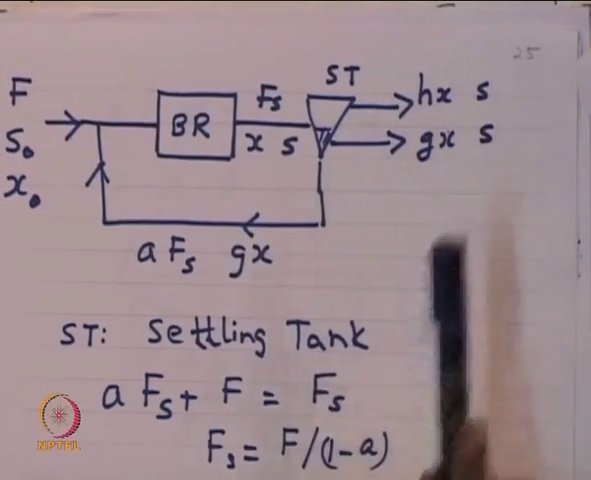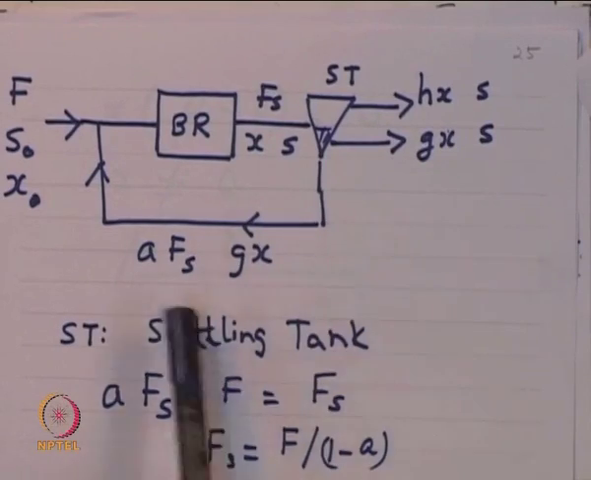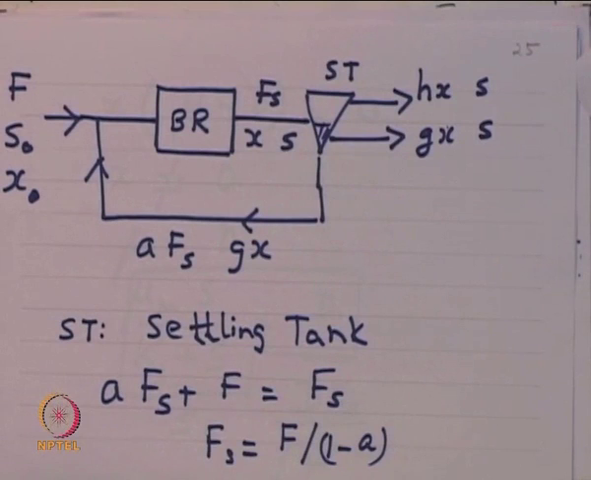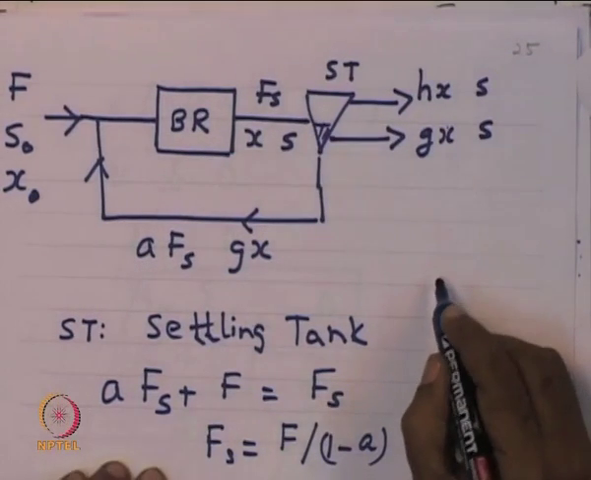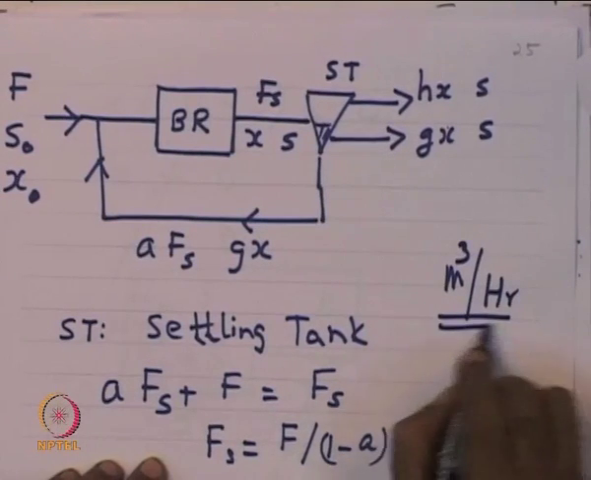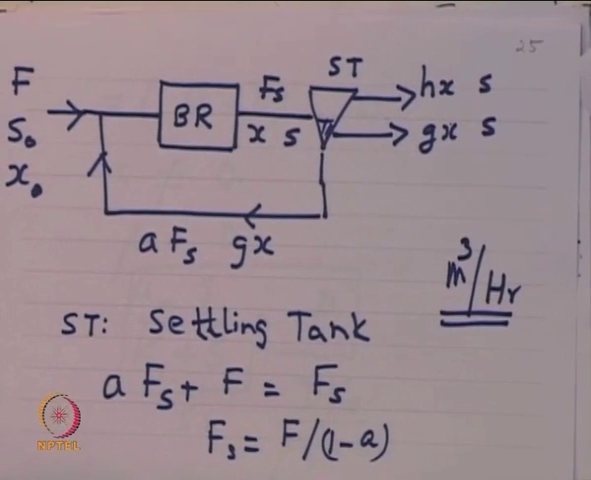Is that clear? Now, what I have first written is a balance A times F_s plus F equal to F_s. Can I write this? Is this balance acceptable? F is volumetric flow, F is meter cubed per hour. Now, this volume balance is acceptable if the density change is not significant.